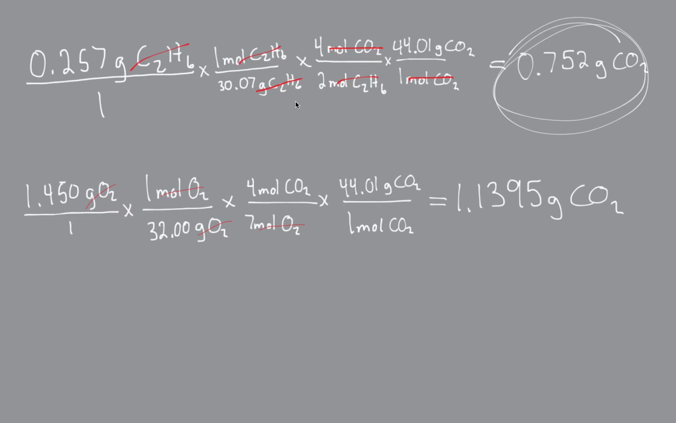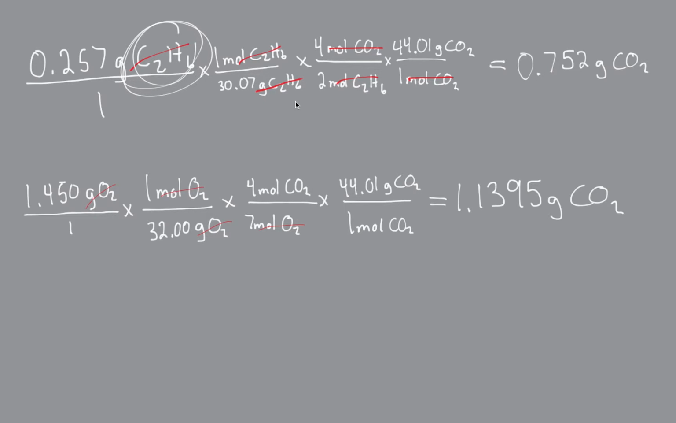So we can assume at this point that ethane, C2H6, is our limiting reactant. So that's all we've done so far. We've identified that ethane is our limiting reactant. If you know how to do that, great. Now we're going to move on to the more fun stuff.